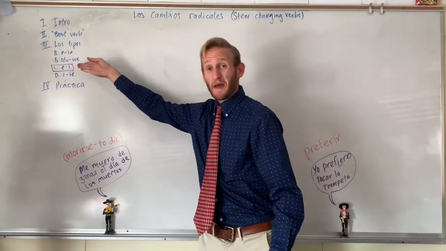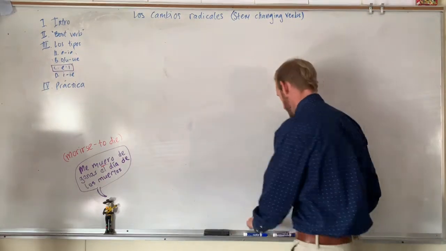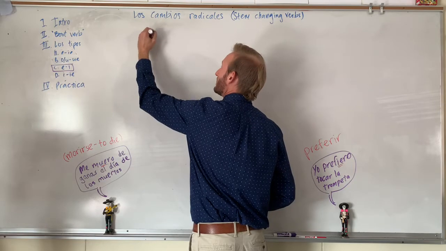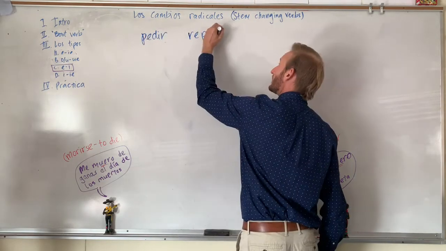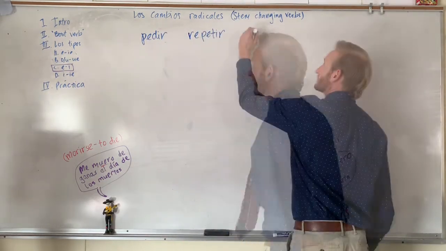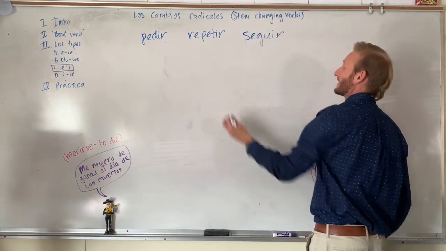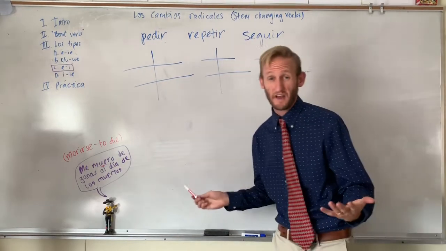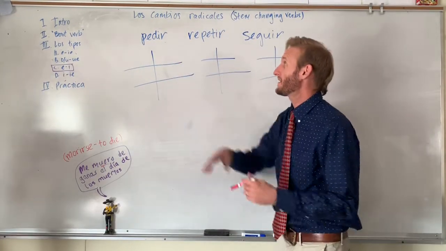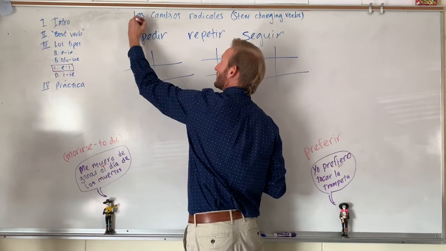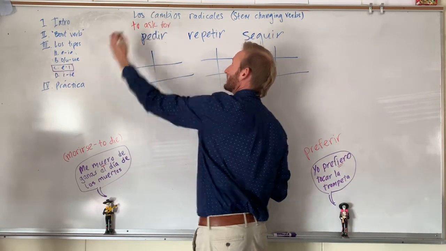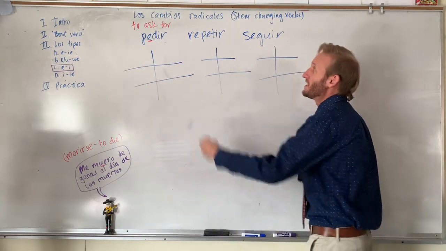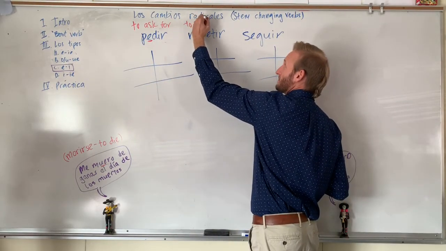Let's take a look at some e to ie stem changes. Let's try them like this. We're gonna go pedir, repetir, seguir. Let's start by identifying where the stem change occurs. Pedir, this means to ask for. It's very obvious that this will be our stem change. Repetir, it's a cognate, to repeat.